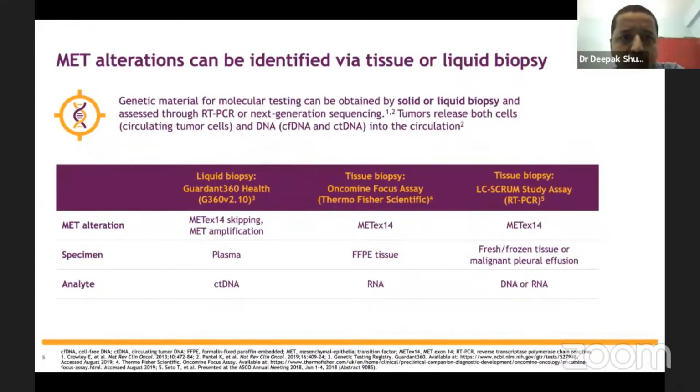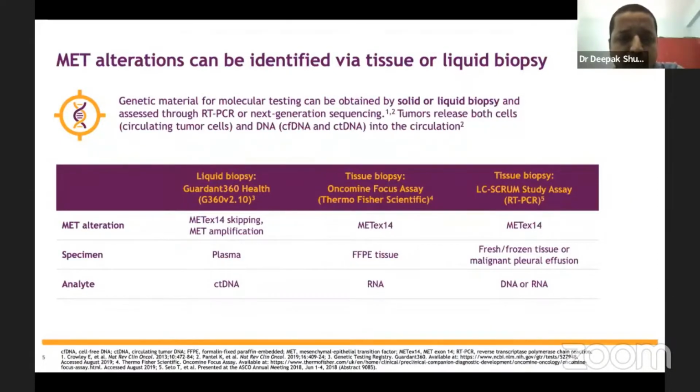In the VISION trial, the MET alteration was tested using liquid biopsy and tissue biopsy. Particularly, the liquid biopsy was done using the Guardant360 assay. The tissue biopsy was done using the Oncomine Focus assay. And particularly in Japanese patients, as a trial set, they used the LC-SCRUM study assay. In clinical practice, we know that NGS is possibly the best method to detect this mutation, and more importantly, RNA-based NGS is the way to detect this mutation.